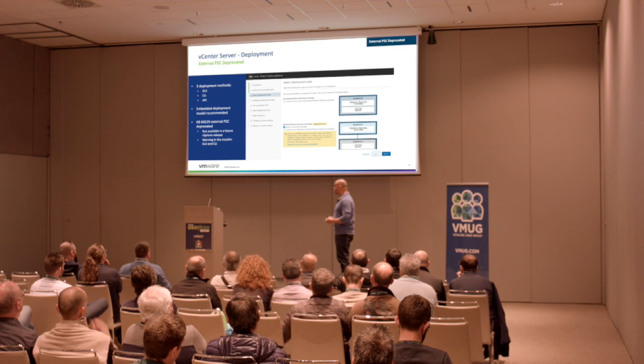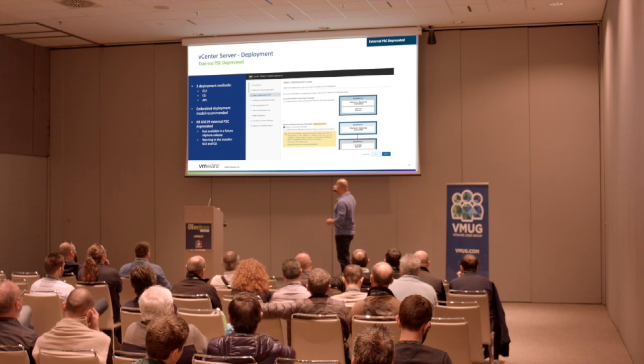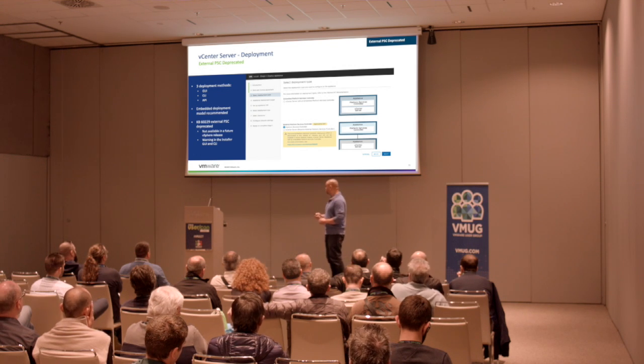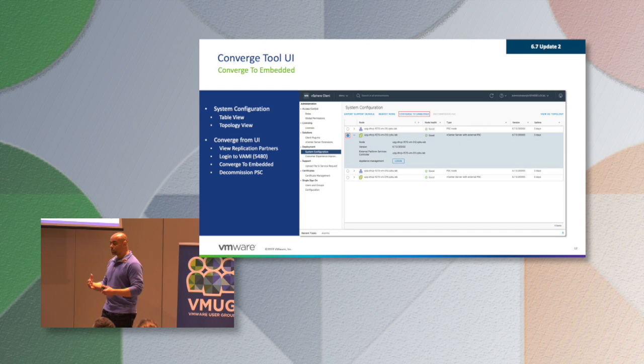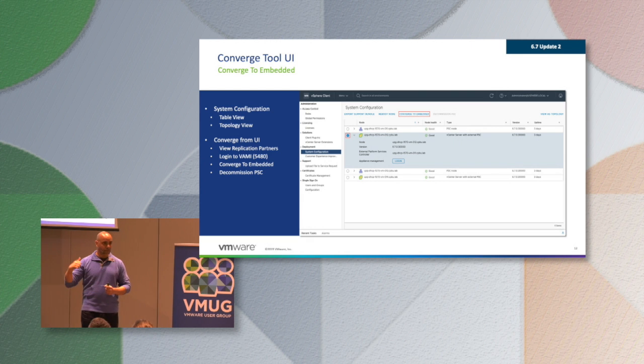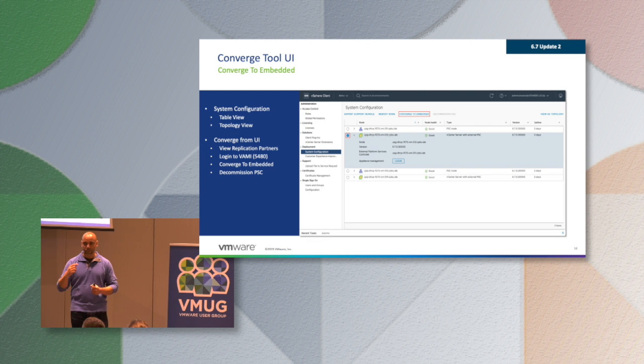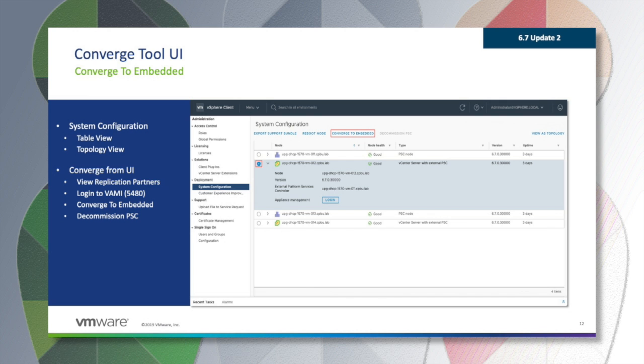The other thing to keep in mind is that we've simplified vCenter. Let's go in a little bit more. In 6.7 update 2, under system configuration, we've actually brought in the Converge tool. Before, you only had it via CLI. Now, you can do it through the UI as well. All you have to do is select your vCenter and then click Converge. It will automatically take care of the Converge process, and then you can select that external PSC and click decommission, done, all through the UI.